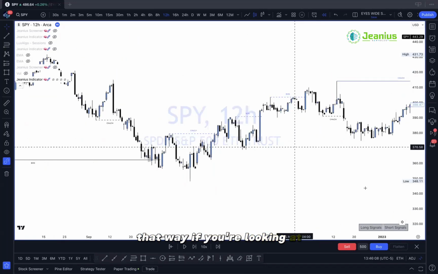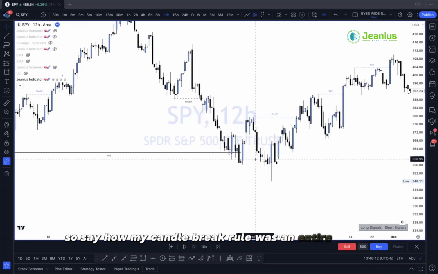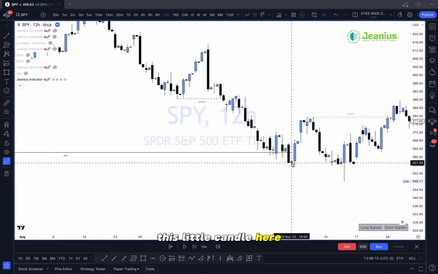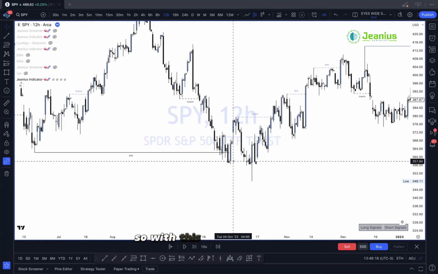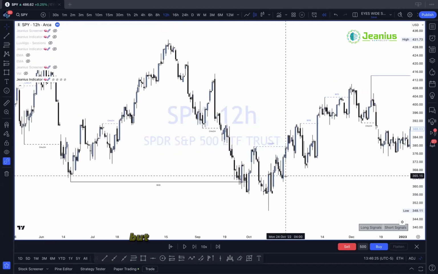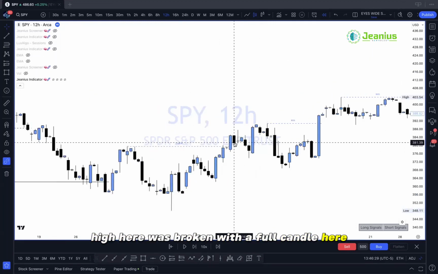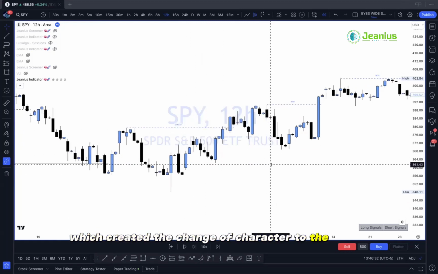That way, if you're looking at, say, how my candle break rule was an entire candle, this little candle here counted as an entire candle. With this little candle counting as an entire candle, this created a break of structure on the long trend to continue the downtrend. But what happened is this pivot high here was broken with a full candle here, which created the change of character to the upside.